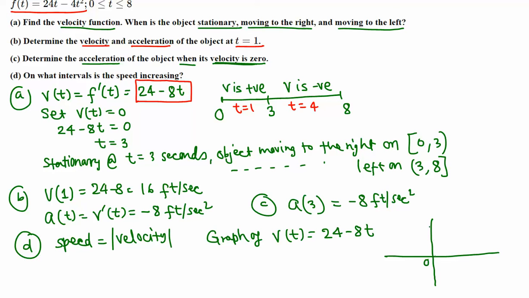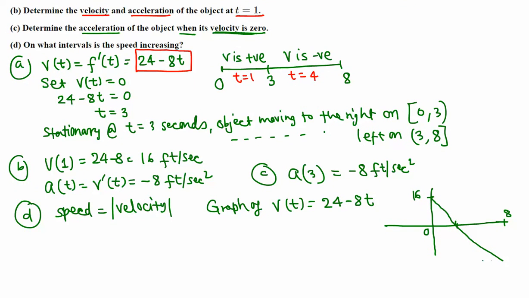At 3, this is 24 minus 24, which is 0. It's going down, and we have to go all the way to 8. So it's just decreasing in this way. This is the approximate graph. You can get a better graph using your graphing calculator. And we know that the slope is always negative 8. That's the acceleration, by the way. It's going down in this way.